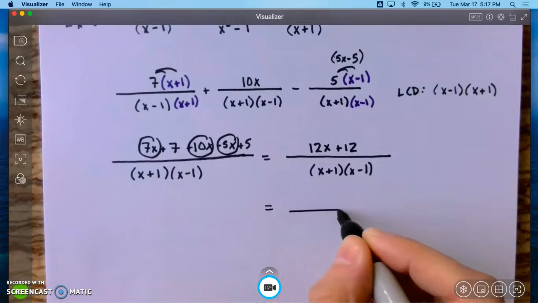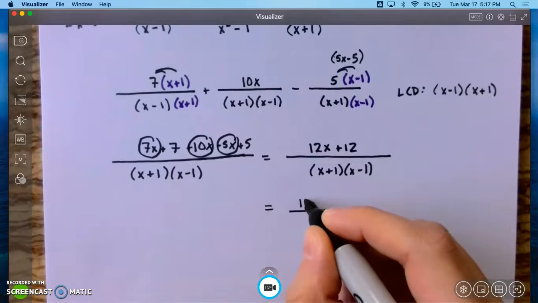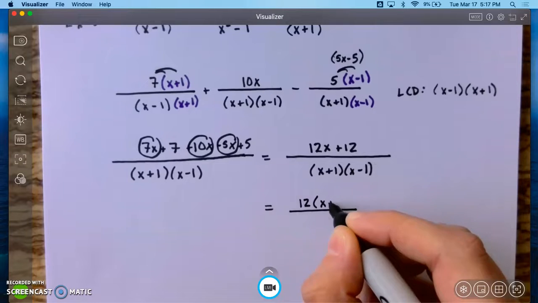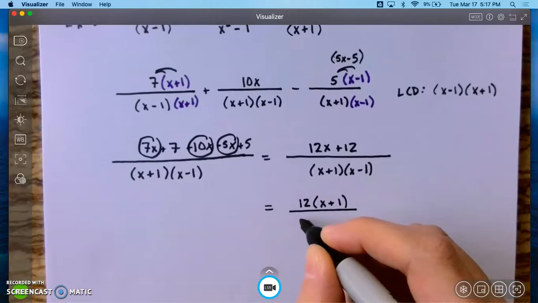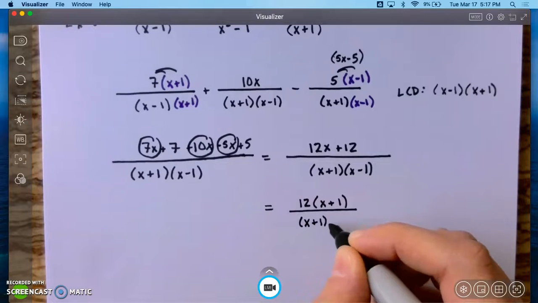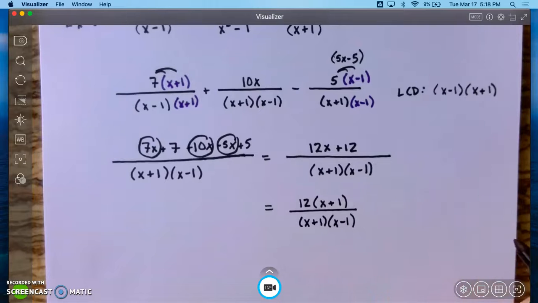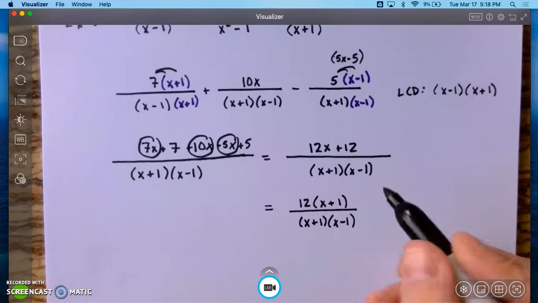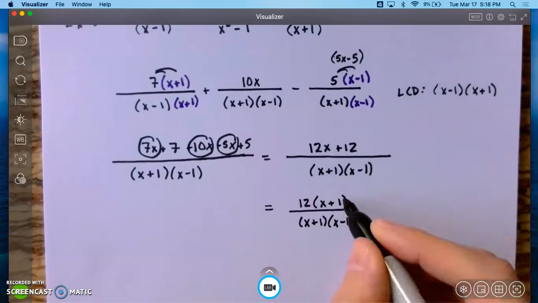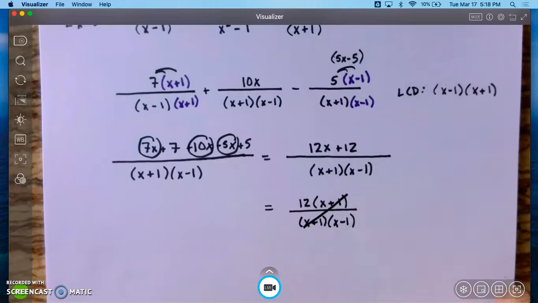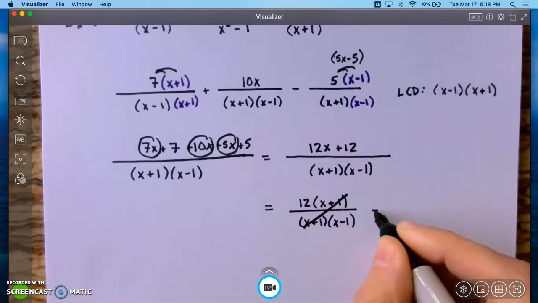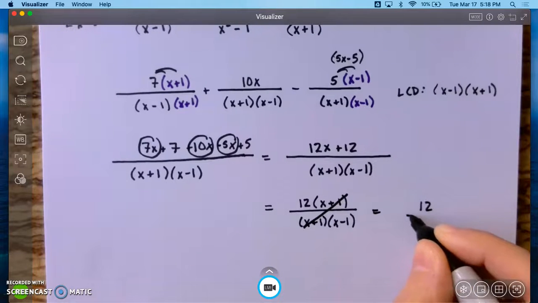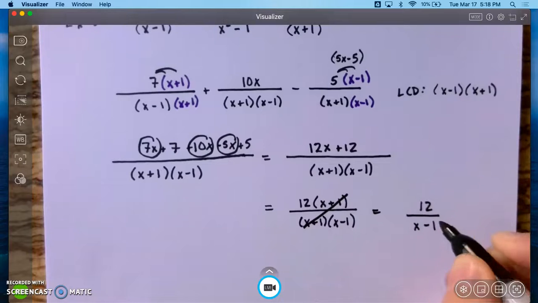You kind of want to plan ahead, because if you can factor something out that will eventually cancel out, that's when you want to factor. If not, it's not necessary to factor, but you don't know until you actually factor it. So I pulled out a GCF of 12, and now these two terms cancel. My final answer is 12 over x minus 1.